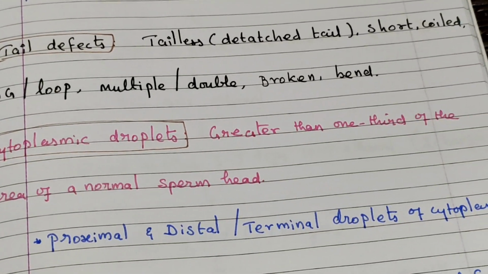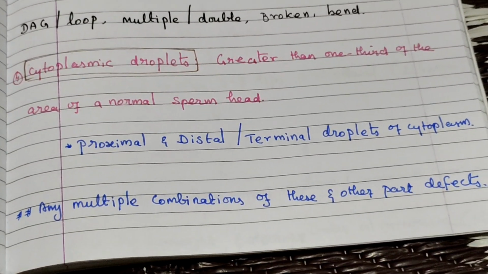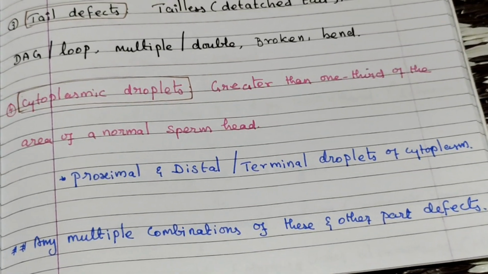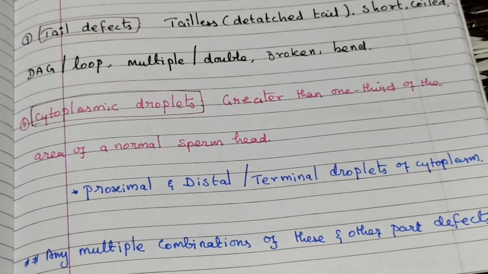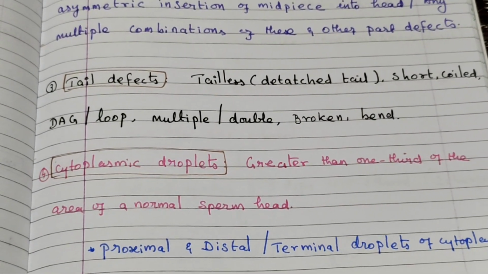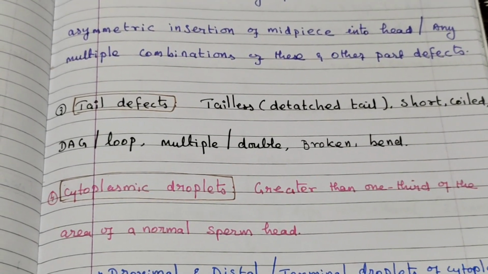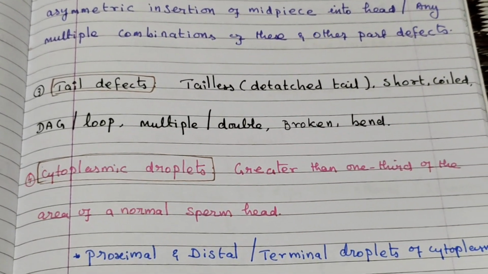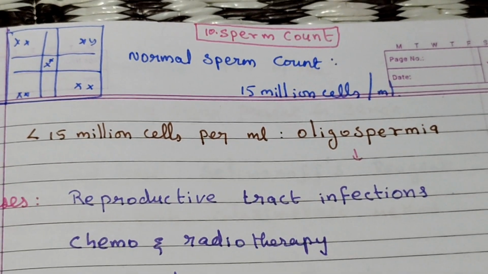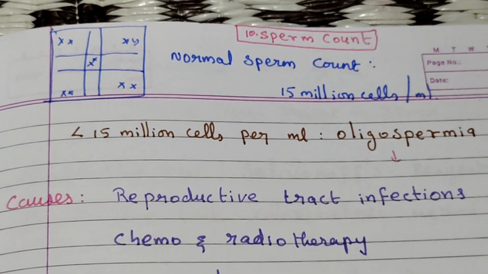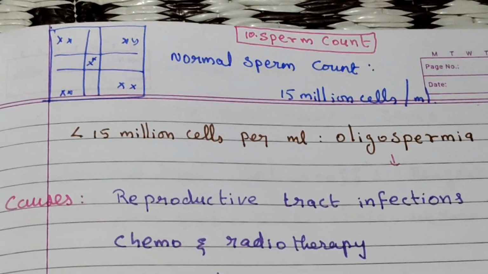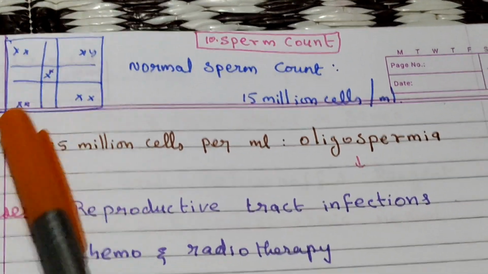It may be in a terminal position or distal position where cytoplasm is present. So these are the defects, and any multiple combination of these and other parts may also be defective: head, tail, neck part and cytoplasmic defect also. The diagram is attached. Sperm count: normal sperm count is more than 15 million cells per ml; less than that means oligospermia condition. Using a hemocytometer, the four edges and the center are counted.